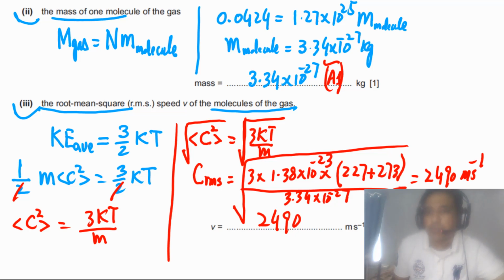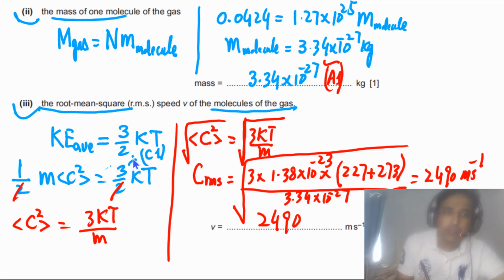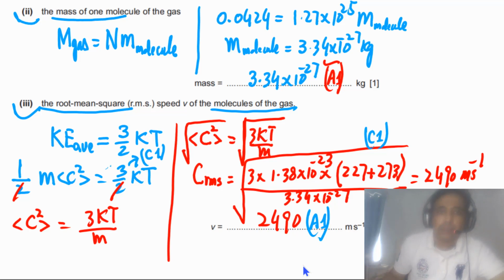This question has 3 marks. The first mark you will get if you have written this formula, you will get 1 C mark. And the second mark you will get if you have plugged in these values. You will get the second C mark, and you will get the final A mark if you have got the right answer. We can also approach this one using a different formula, but this one is quite straightforward.